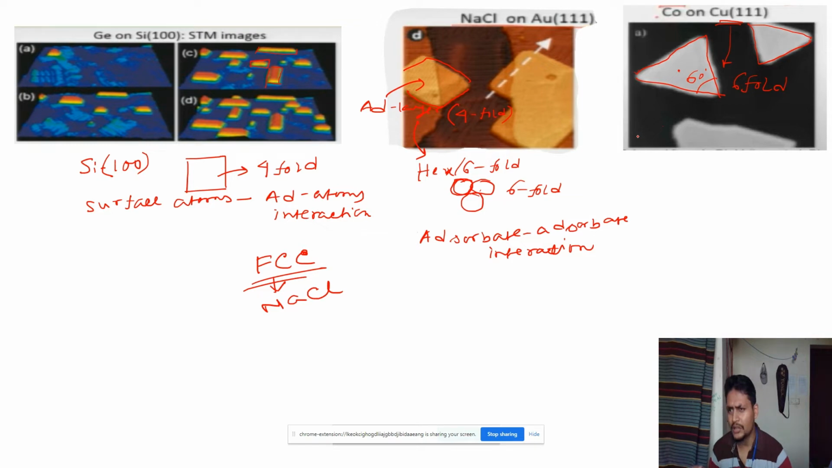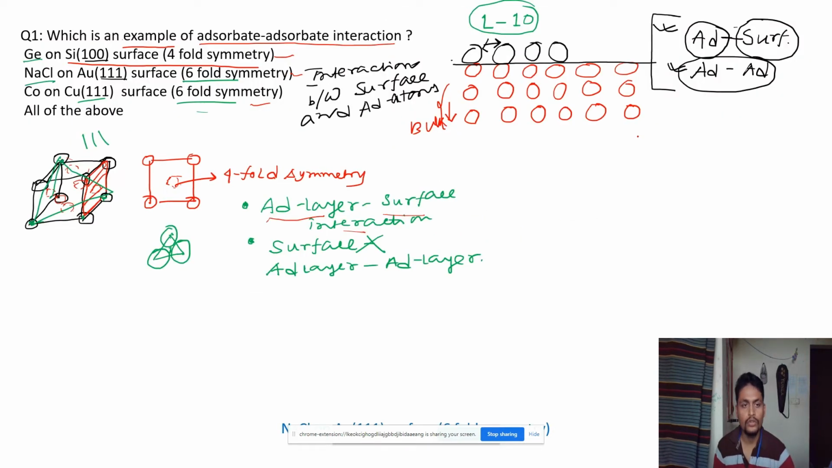I will talk a little bit about the adsorbed atom: what interactions are going to be there, and what the energetics will be. I'll come to that in some later slide. Now if we just look at this, it has four-fold symmetry, and the atom layer also has a square set, so this is not the case. And this one also has six-fold symmetry. So this is the answer, right? Is there any problem?